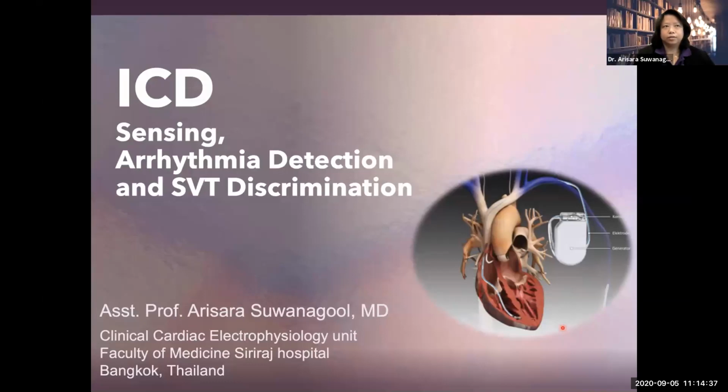So after you know the indications, you know how to implant, and now you have to know how the ICD works. So the topic I will present today is about the algorithm and things for ICD. It will be talking about the sensing, the arrhythmia detections, and discriminations.